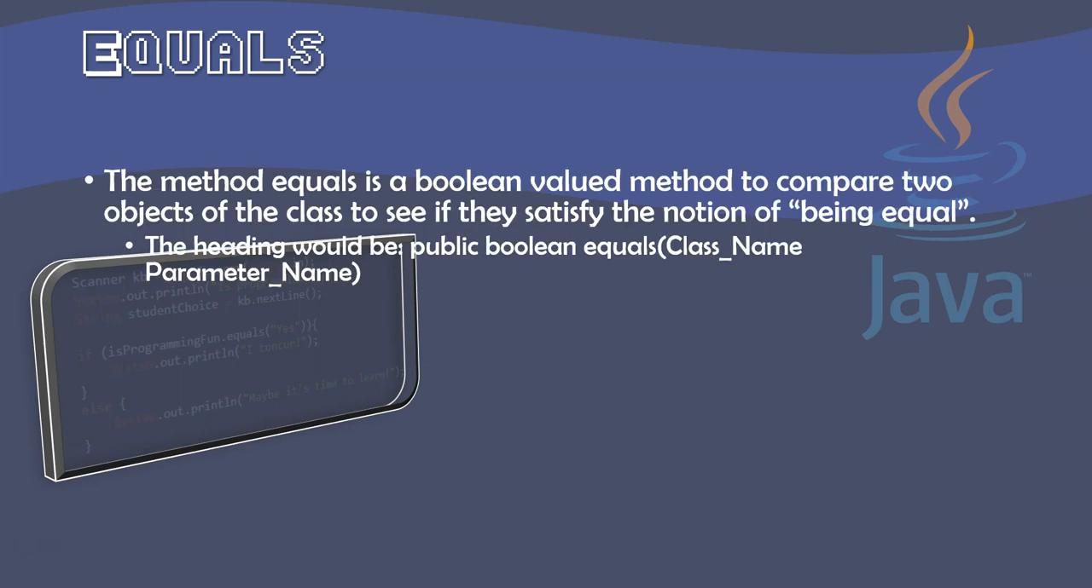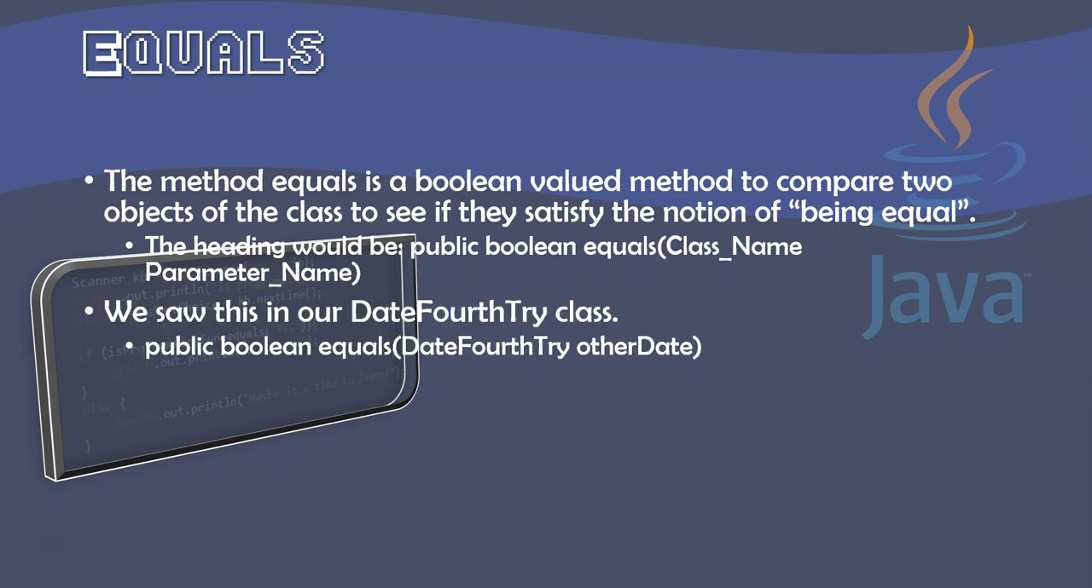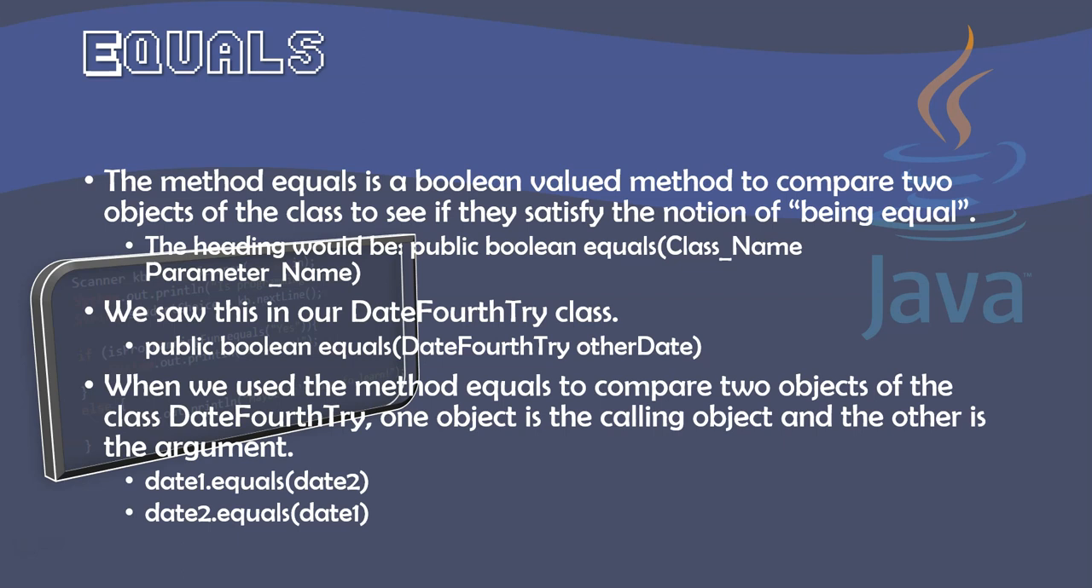The method equals is a Boolean valued method to compare two objects of the class to see if they satisfy the notion of, quote, being equal. The heading, of course, is public boolean equals, the class name, parameter name. Again, we saw this in our DateFormatTry class, which manifested as public boolean equals DateFormatTry otherDate. When we use the method equals to compare two objects of the class DateFormatTry, one object is our calling object, and the other is the argument. So in our main program, we saw this as date1.equals(date2), or conversely, you could do date2.equals(date1).